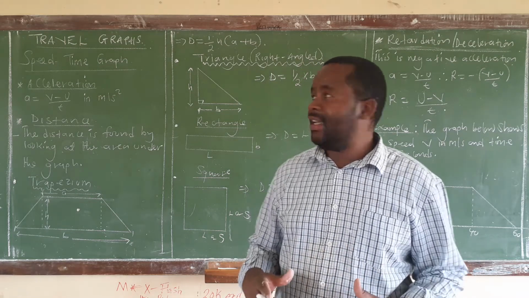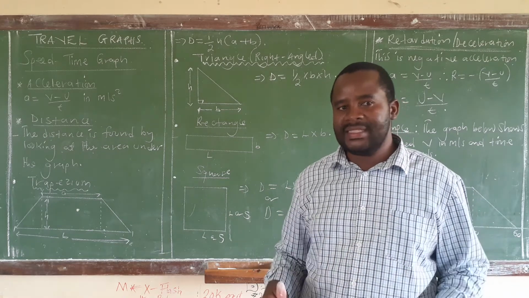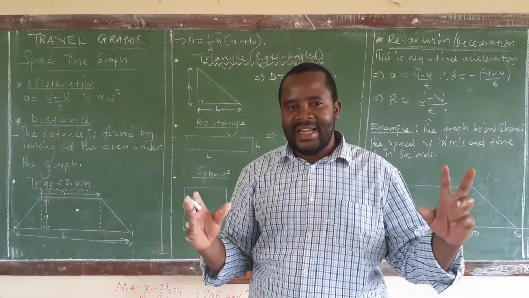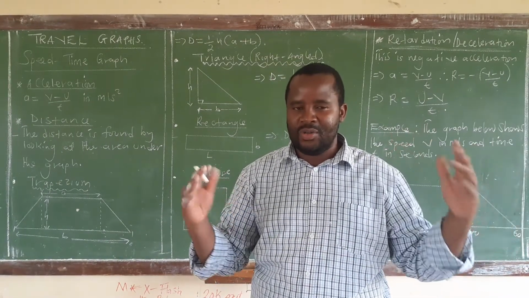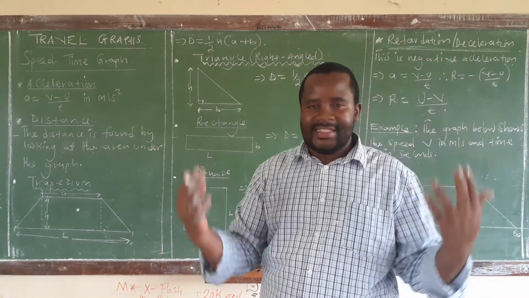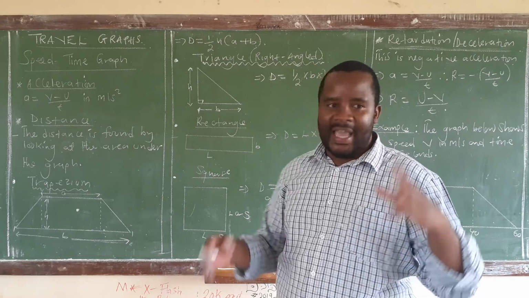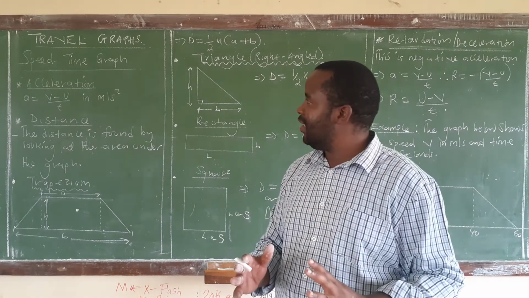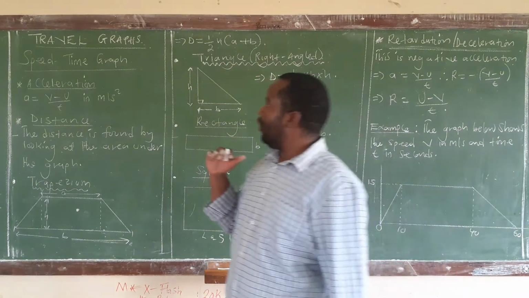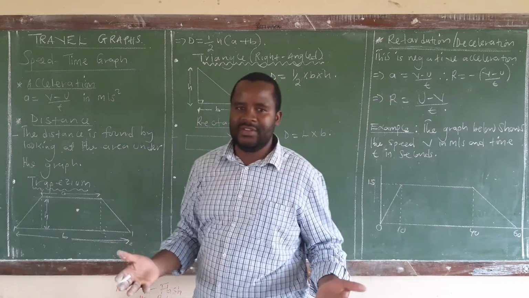So in this presentation, we are interested in looking at the introductory part of travel graphs. Now, when we are dealing with travel graphs, basically we have got two approaches or two categories that we must look at. The first part is the distance time graph. Then the second part is the speed time graph. So in this presentation and in the next presentation that is to follow, we are going to concentrate on the speed time graph for obvious reasons.